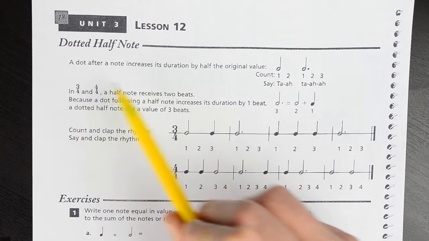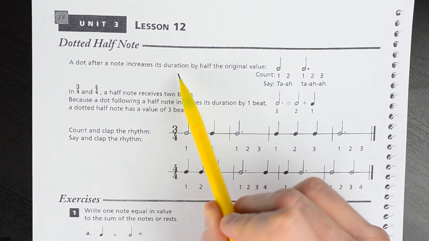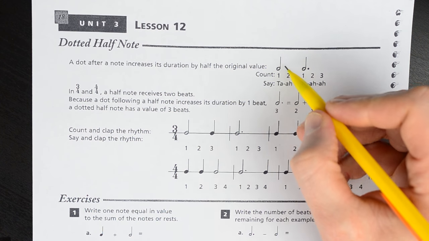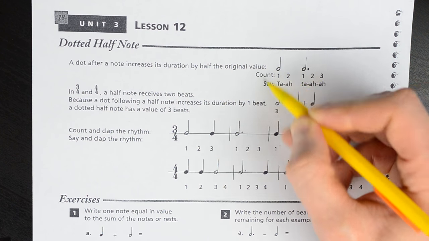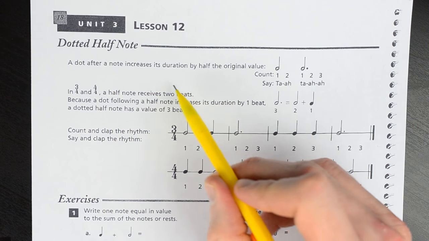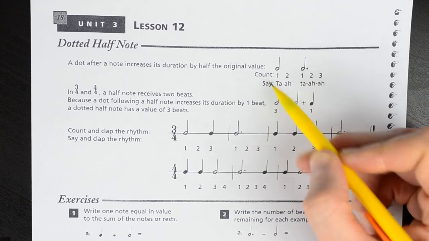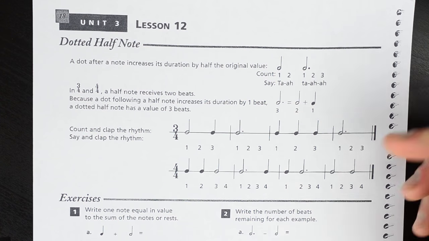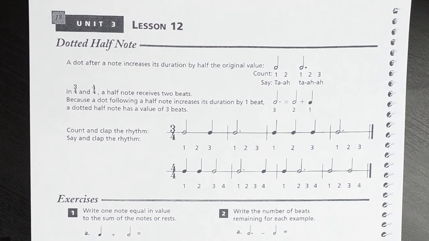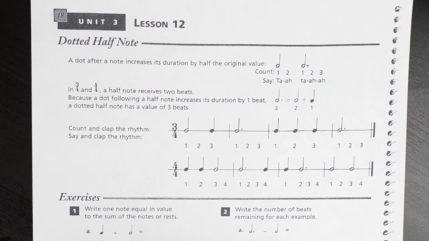Otherwise, think of it this way. A dot after a note increases its duration by half the original value. So the original value is two beats, and a dot increases it by half the original value, so it adds one to that. If you need to pause it and scratch your head and think about that one for a minute, now would be a good time.